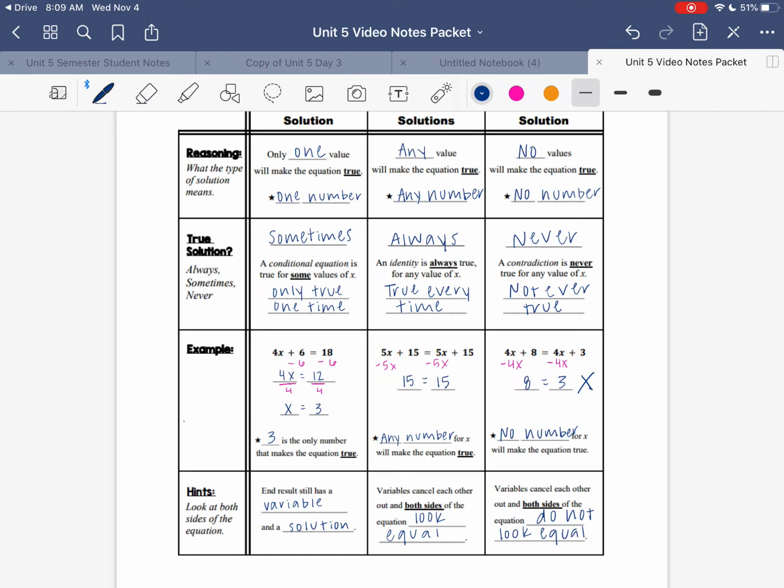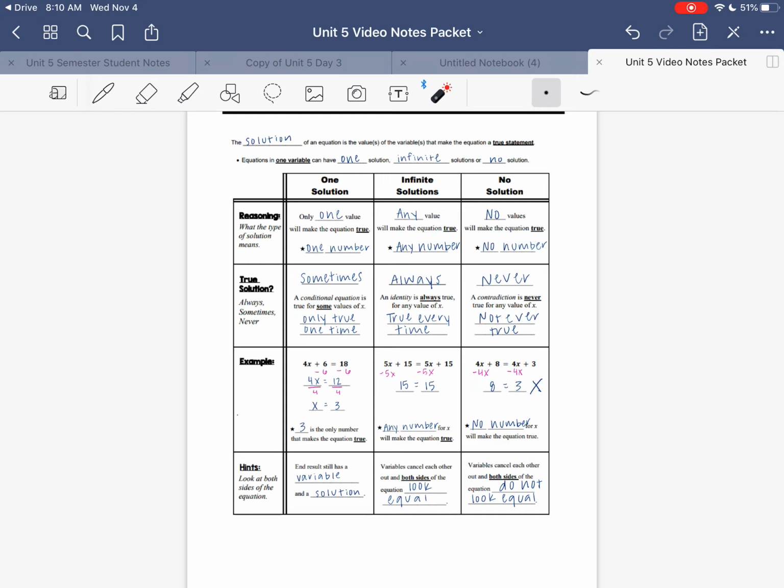And I'll give you another helpful hint. If you pay close attention to this equation, both sides had a 4x, but the number that we were adding was different. So think about it: if we have 4x and we add 8, there's no way that can be equal to taking that same amount, 4x, and adding 3. It just doesn't make sense. And those are the kinds of problems that will give you a no solution.